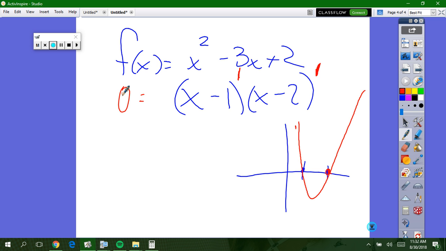So looking here, Jaden, what's my multiplicity? 1 and 1. This has 1 zero at 1 with a multiplicity of 1. This has a multiplicity of 1 at 2. So looking at those zeros, I should be crossing. Because odd multiplicities cross, even multiplicities bounce.